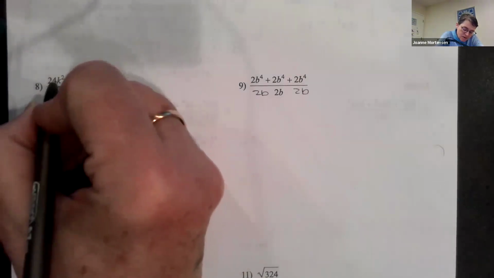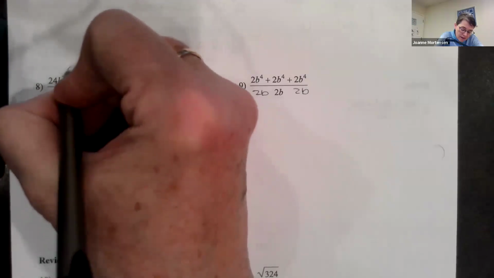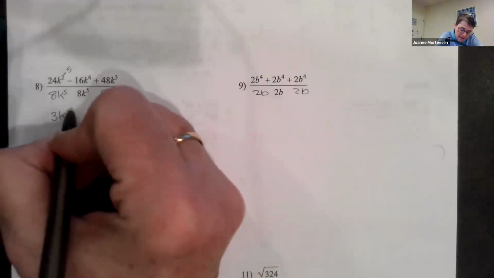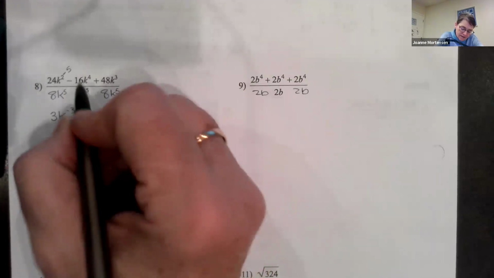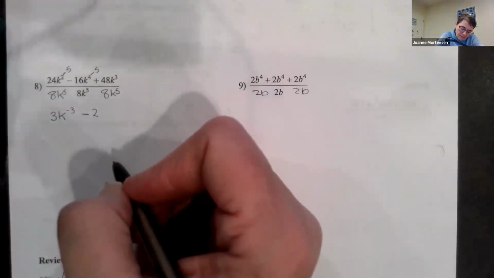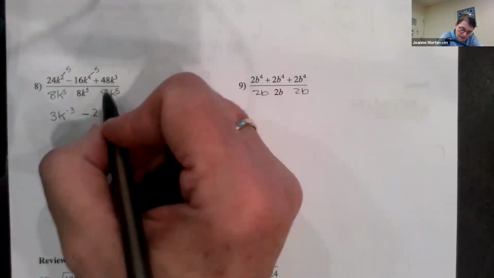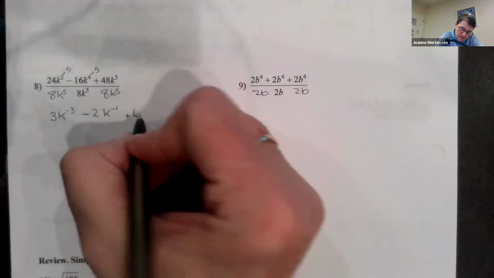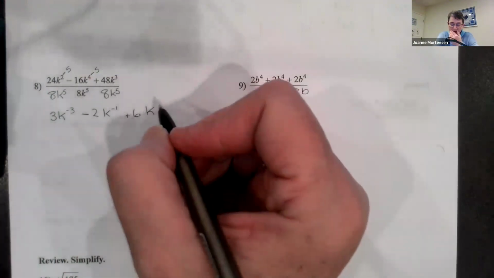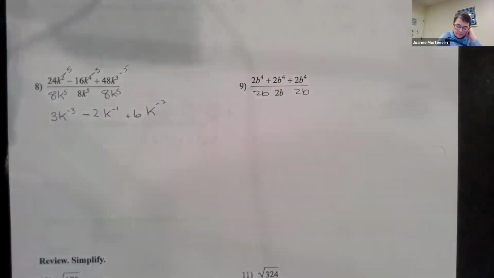24 divided by 8 is 3. Ooh, this one's fun. That's k squared and that is k fifth. So this is 2 minus 5. That's going to give me k to the minus 3. Minus 16 divided by 8 is 2. 4 minus 5 is minus 1. So k to the minus 1. And 48 divided by 8 is going to give me plus 6. K to the minus 5, so minus 2. Ta-da!